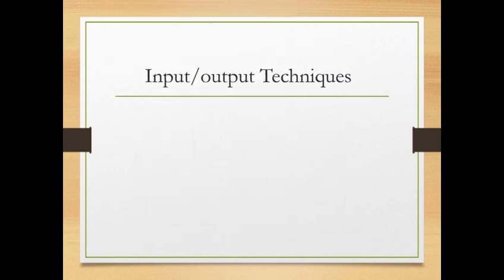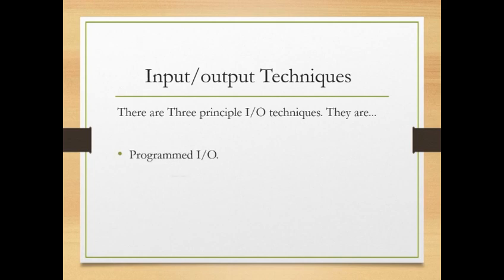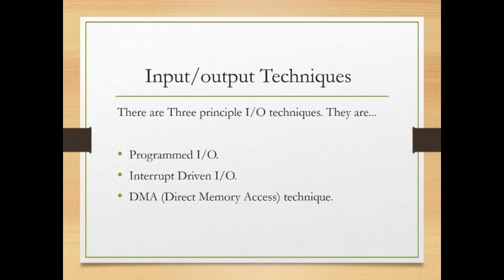Input output techniques. There are three principal input output techniques. First one, interrupt input output. Interrupt input output is the process of data transfer in which an external device or a peripheral informs the CPU that it is ready for communication and requests the attention of the CPU.